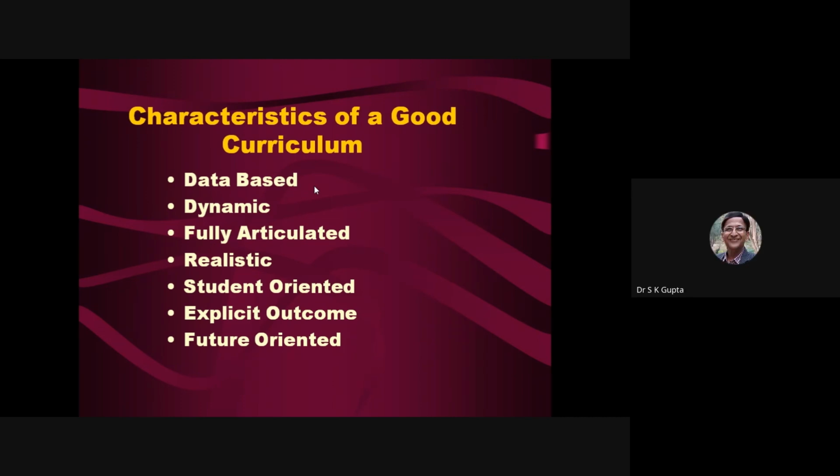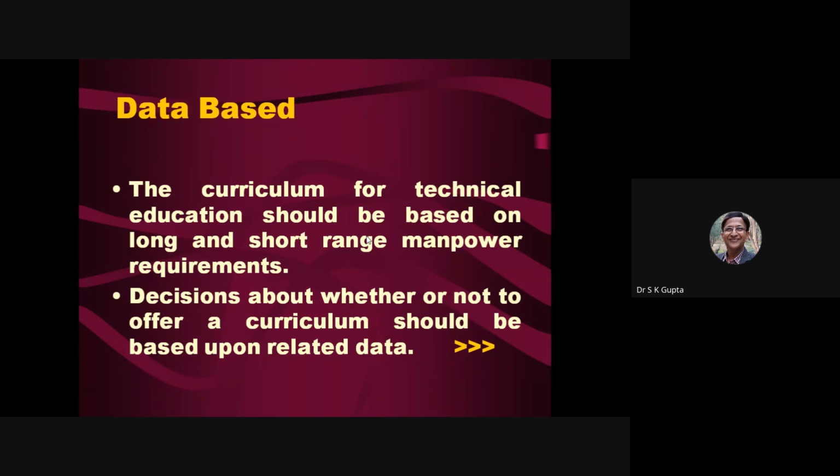I am saying that our curriculum should be data based, meaning there should be some data based on which we are designing our curriculum. Our curriculum for technical education is based on long range and short range manpower requirements. We should collect data from the world of work, from the industry where our students are going to be employed, because without that we will not know the requirements of the industry.